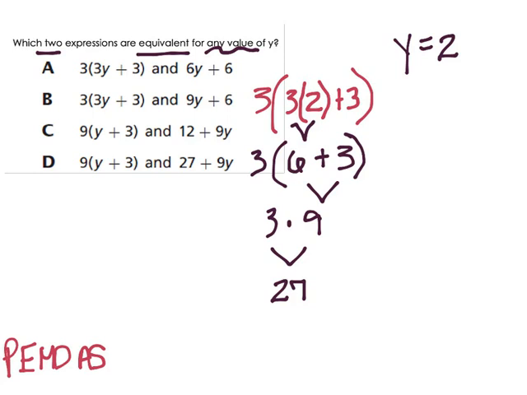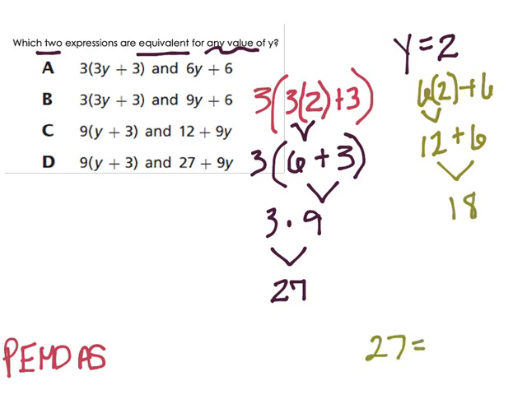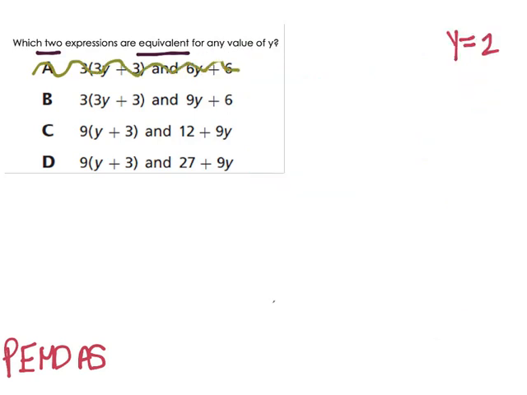Now I'm going to rewrite the expression using substitution for 6y plus 6. I'm going to substitute y with 2. Based on order of operations, I need to do multiplication first. 6 times 2 is 12. 12 plus 6 is 18. So I need to ask myself, is 27 equal, aka equivalent to 18? No, it is not. So choice A is not correct.